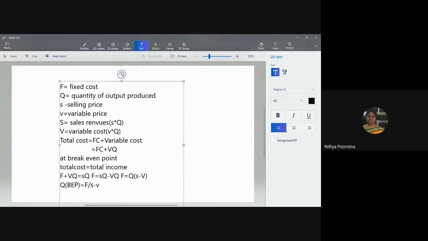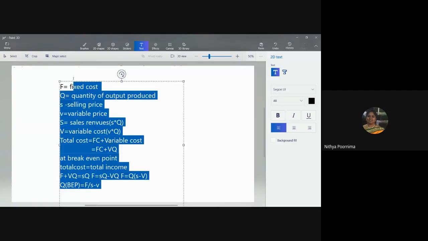Maybe it's time up, so we will continue in the next class. We'll start solving the problems. Have you understood till here? Boys, I want you to copy down this. This is very important.